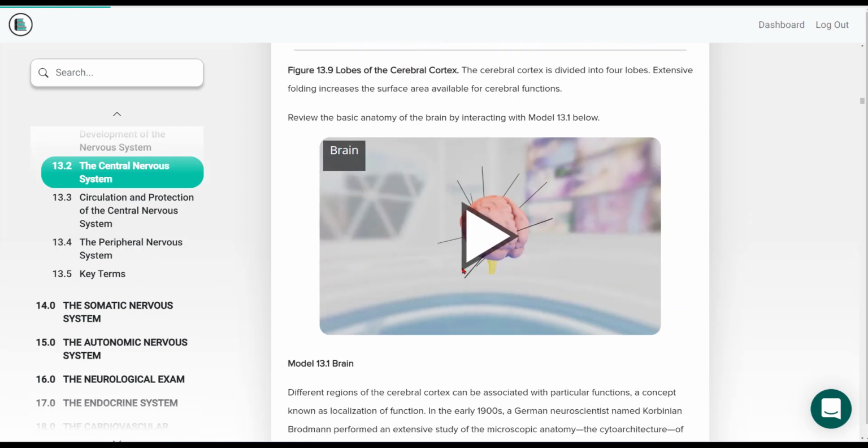Here's a little rotatable 3D model that will help you appreciate these structures in 3 dimensions. You can spin and rotate this model as well.